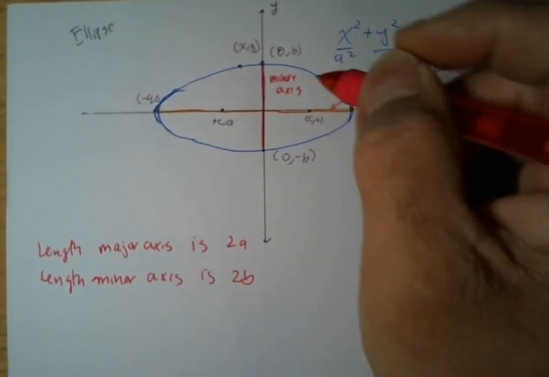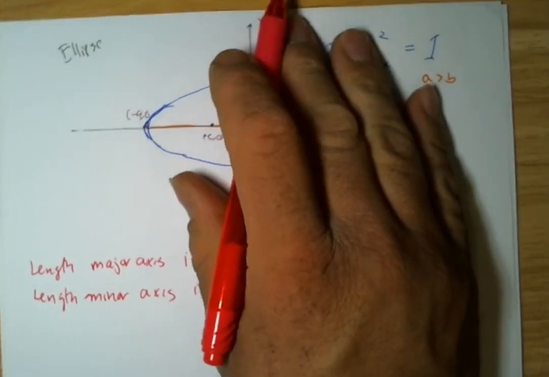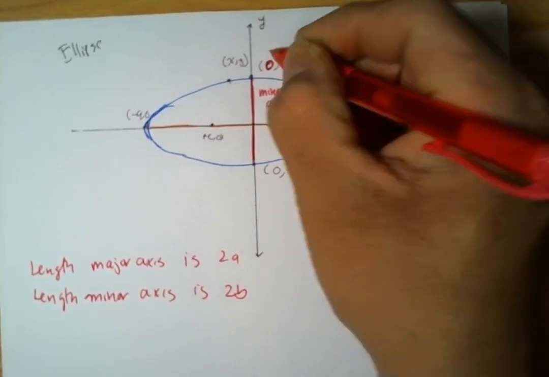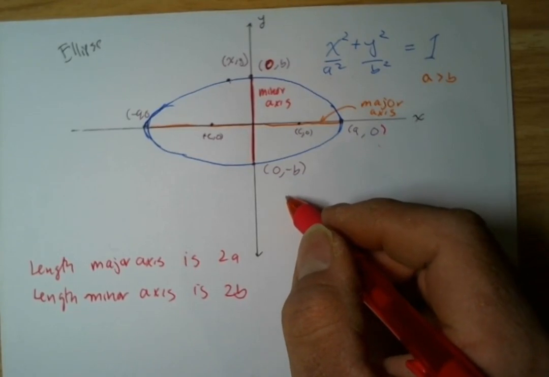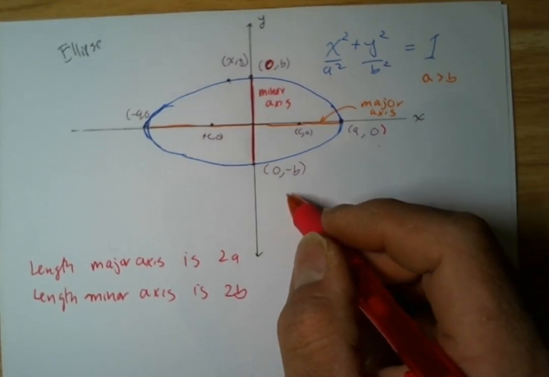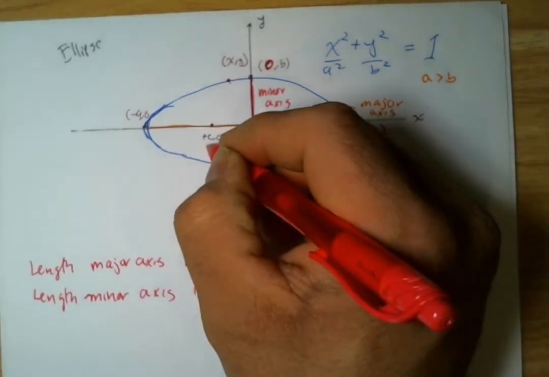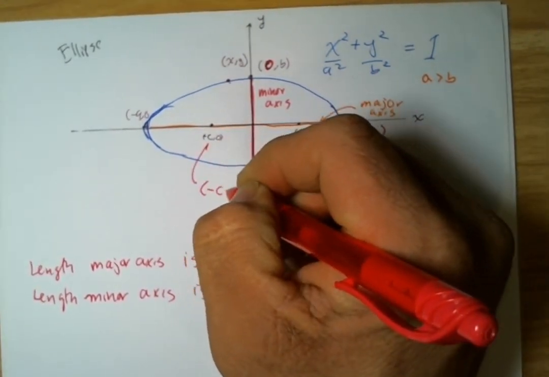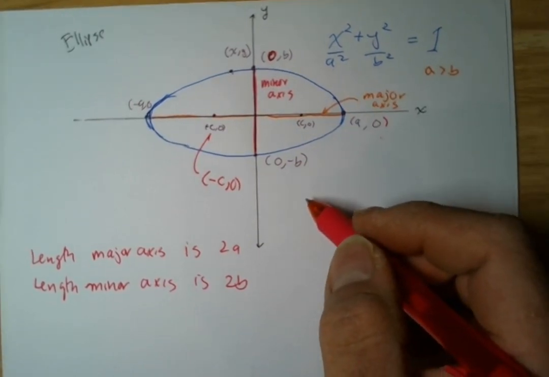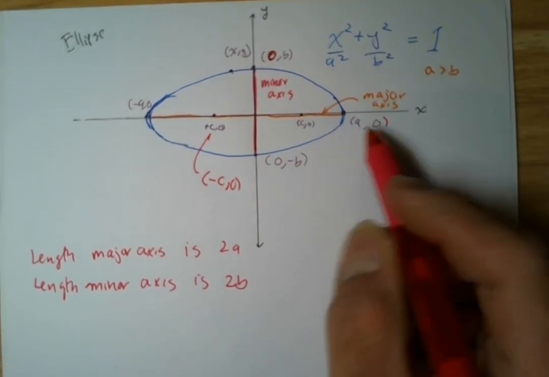All right, and the coordinates we see are (0, b) and (0, negative b). All right, and then the foci are, this isn't clear here, this should be (negative c, 0) and (c, 0). All right, so those are the coordinates of our foci.